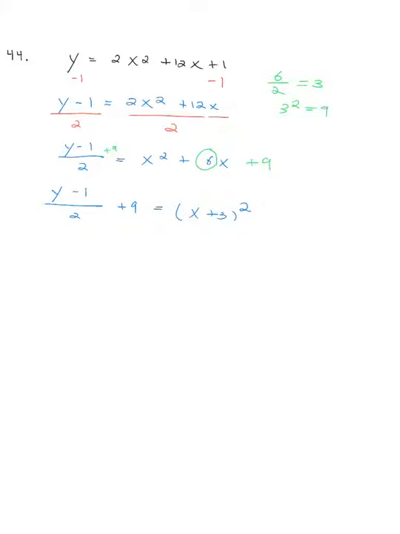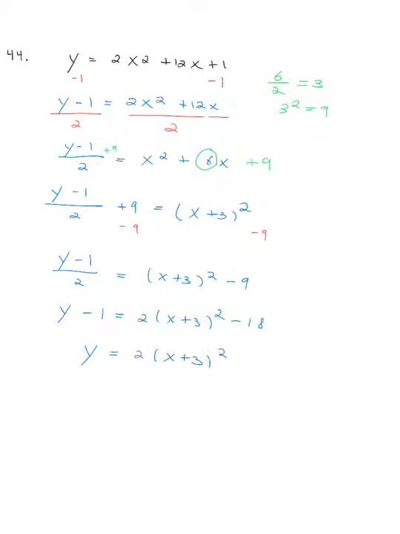I'll then subtract 9 from both sides, so we get y minus 1 over 2 is equal to x plus 3 squared minus 9. I'll now multiply both sides by 2, so we get y minus 1 is equal to 2 times x plus 3 squared minus 18, and then I'll add 1 to give y is equal to 2 times x plus 3 squared. Adding 1 gives me minus 17, and that means my vertex is equal to negative 3, negative 17.